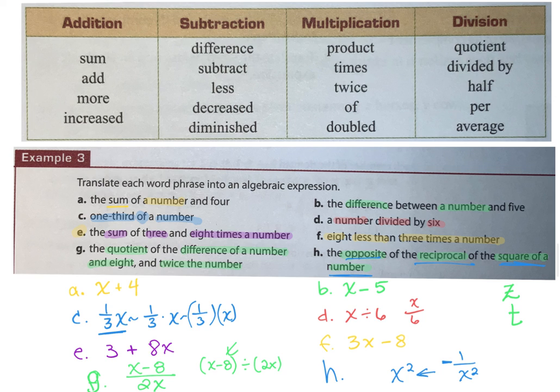So as you look at this, opposite is going to change the sign. That's going to be negative. Reciprocal, that's going to flip it. What are we flipping? We're flipping the square of a number. And remember, when you just have a number and you need to flip it, you just put a 1 on top of it. Okay? You just put a 1 on top of it. Questions on that one?